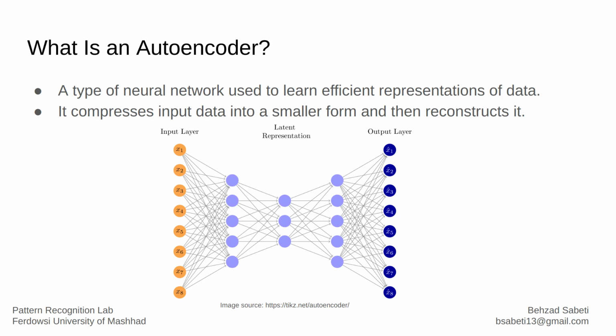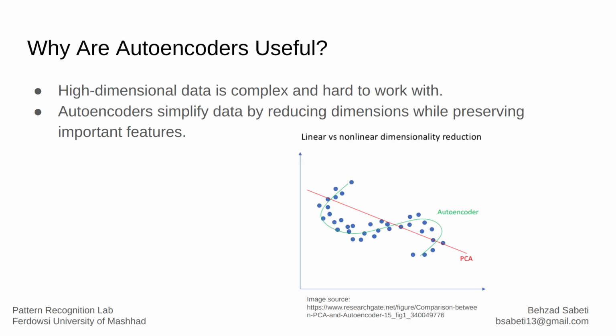Autoencoders are a type of neural network that simplifies data by compressing it into a smaller form and then reconstructing it. Think of them like a compressor for data. But why do we need this? Well, high-dimensional data like images, videos, or text can be hard to analyze, visualize, or even store. Autoencoders help us by reducing the size of the data while keeping the most important information. For example, they can take a large image, squeeze it into a smaller representation, and then rebuild it almost perfectly.